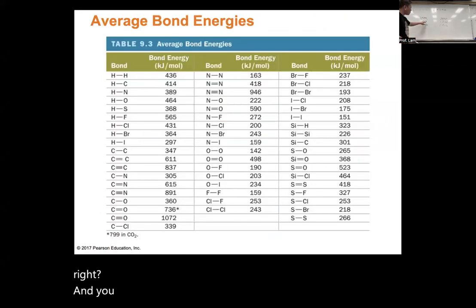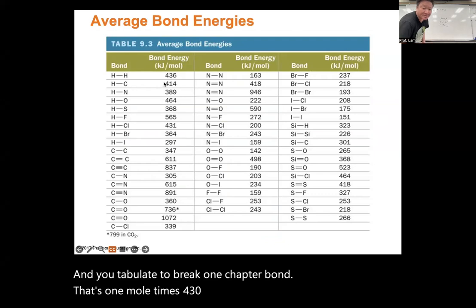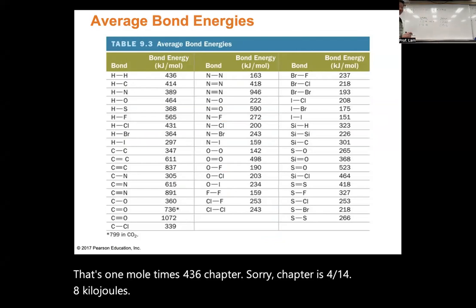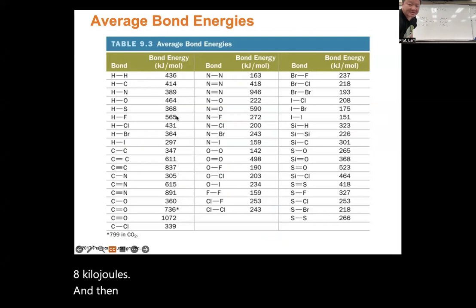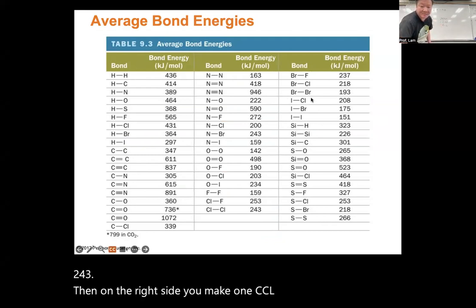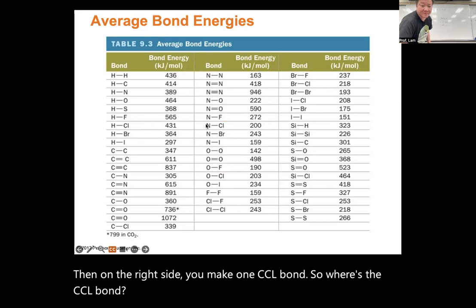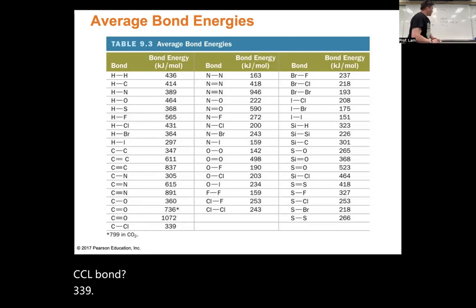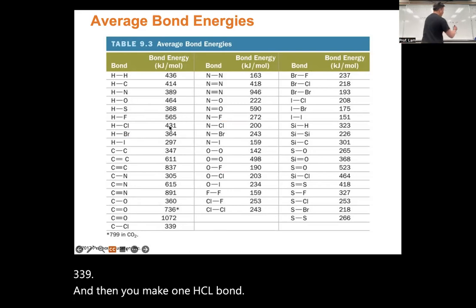And you tabulate. To break 1 CH bond, that's 1 mole times 414 kilojoules. Right. And then you break 1 ClCl bond, which is 243 kilojoules. Then on the right side, you make 1 CCl bond. So where's the CCl bond? 339 kilojoules. And then you make 1 HCl bond, which is 431.